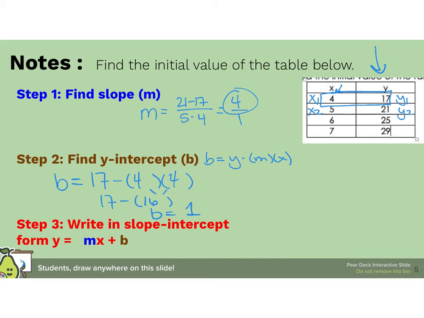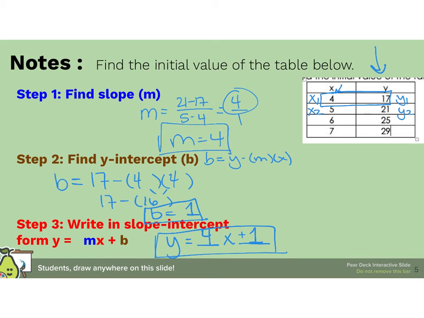And then finally, we're going to put this in an equation. Remember, in the final equation, y and x stay y and x. And you just have to plug in the m and the b. Well, the m is 4, and the b is positive 1. So we found b, and we wrote our equation. Well, we found m first, sorry. We found m, we found b, we wrote the equation.